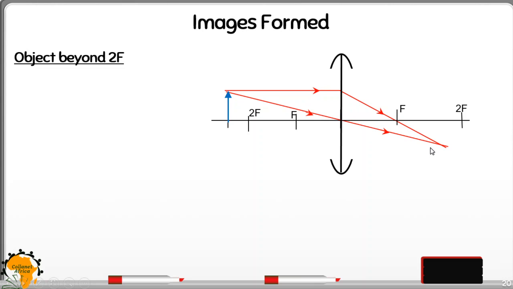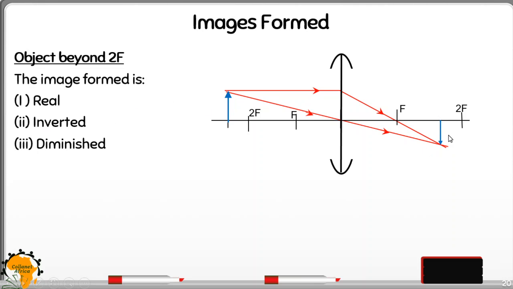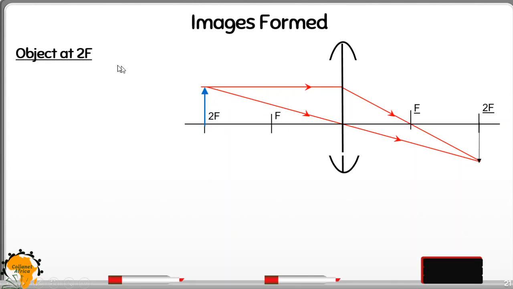That ray goes undeviated. Again, there is actual intersection of rays, and where they intersect, that gives us the tip of the image. So our image is inverted. So we have the characteristics: 1, the image is real. Number 2, the image is inverted and diminished, meaning that it is smaller than the object, and it is formed between F and twice F. We move to the third one.